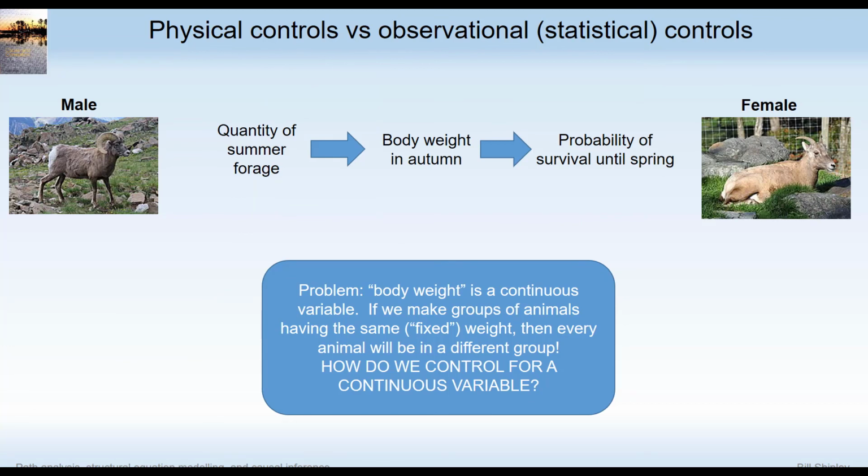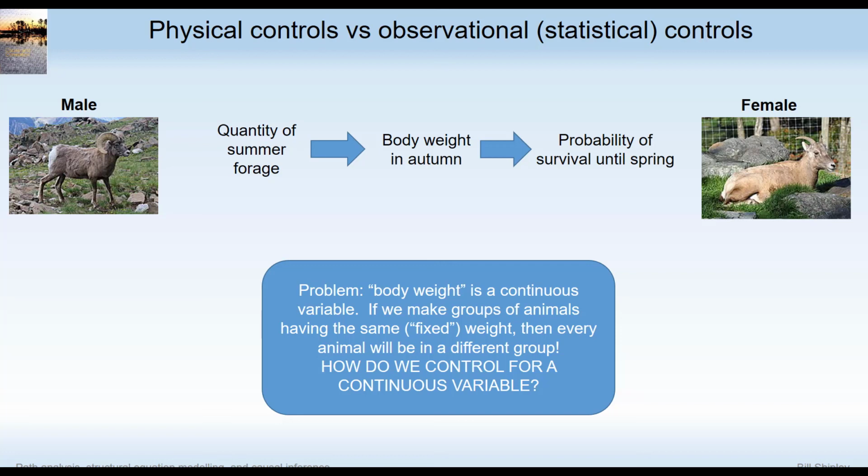Now let's imagine a little bit more complicated explanation. Imagine we think now that it's the quantity of summer forage, which varies from year to year, which determines the body weight of the individual in the autumn. So more summer forage results in a larger body weight in the autumn, and a larger body weight in the autumn then increases the probability of survival to the spring.